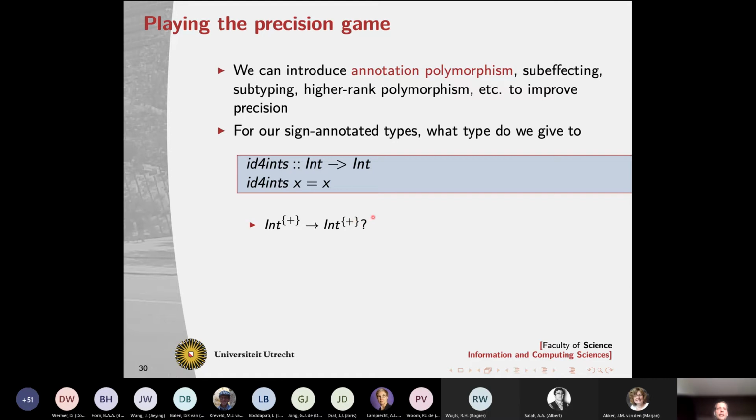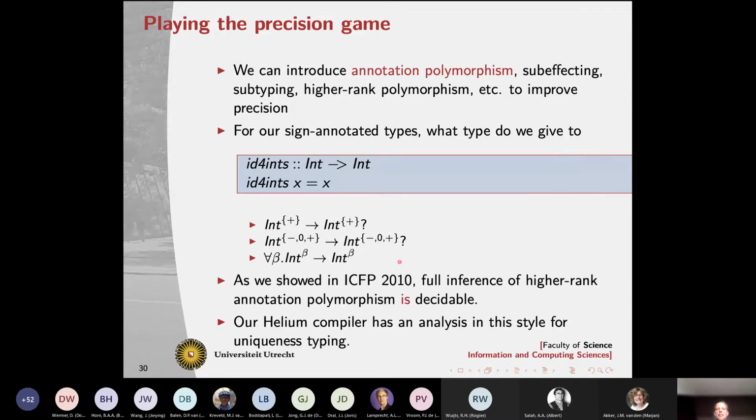But the problem is now I cannot pass a negative integer to it for ints because it doesn't have a story for that. So maybe I should give it this type. You can give me any integer and I give you any integer back. But now if I pass in a negative integer, out comes an integer for which I know nothing anymore. This is very bad. So now we're going to add polymorphism to our annotated types.